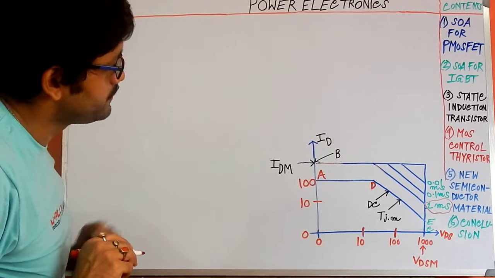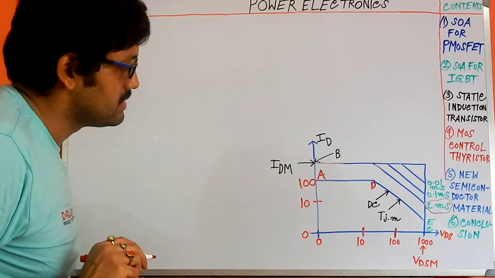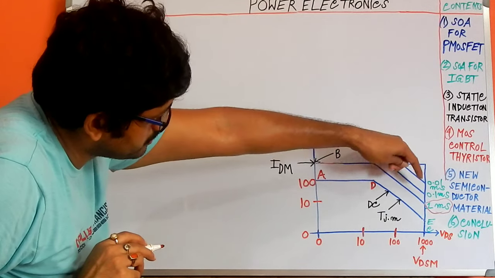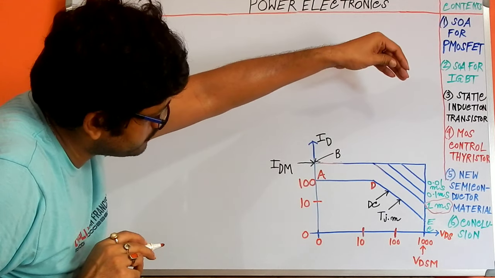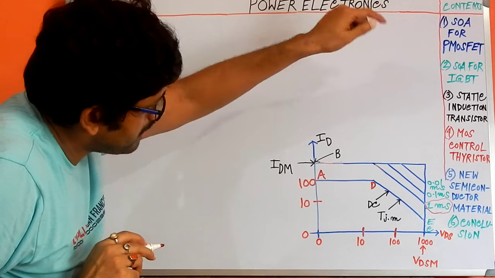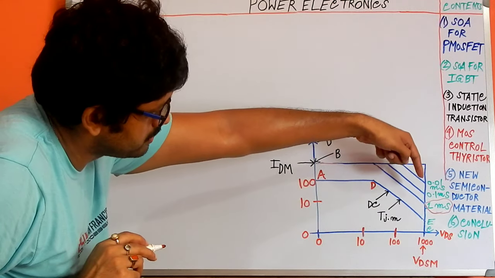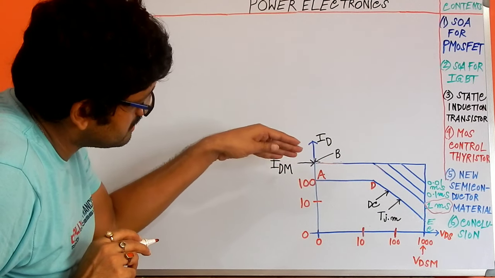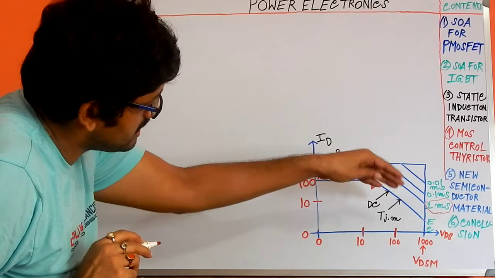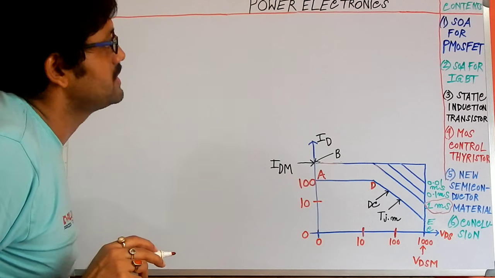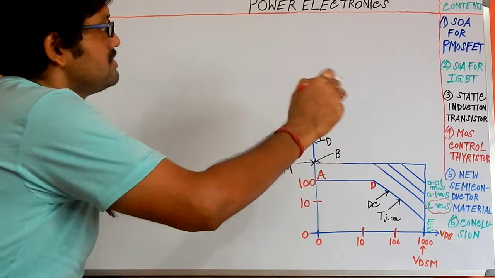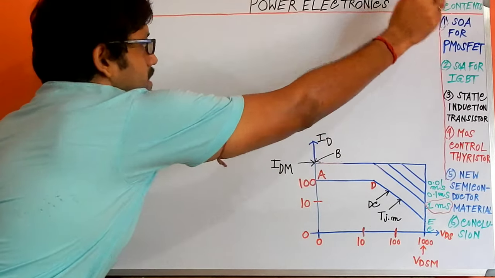I want to repeat the important part: if you increase the turn on time, from the upper to the lower one, 0.01, 0.1, 1, that further decreases the safe operating range or safe operating area. So this is all about our first topic on safe operating area for power MOSFET.